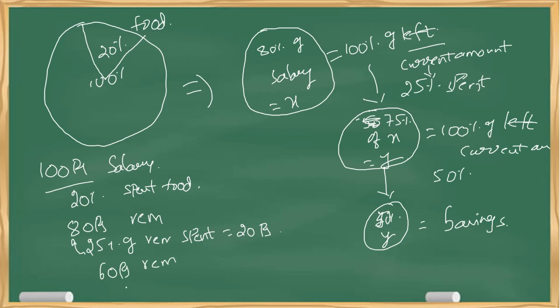And in this 60 rupees, how much are they spending again? 50% of remaining spent. That is equal to 30 rupees. So final savings is equal to how much? 30 rupees. So this is a simple comparison here.